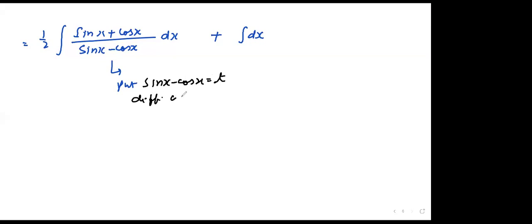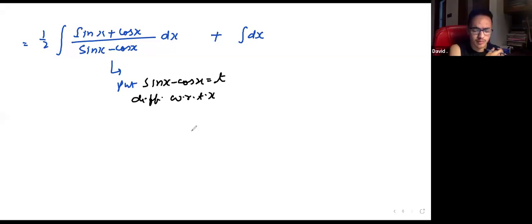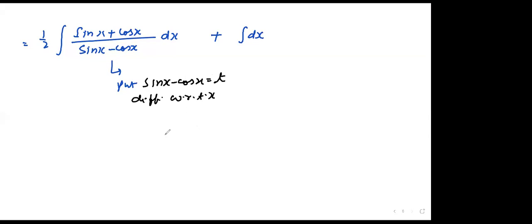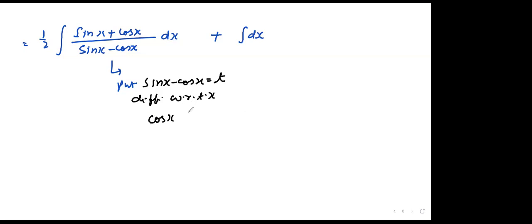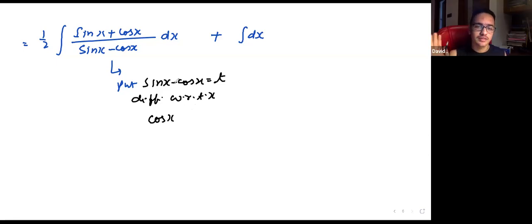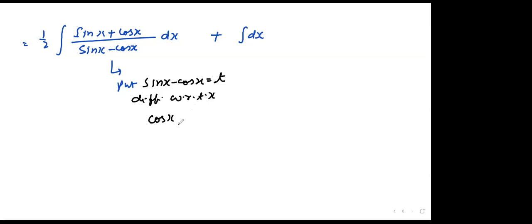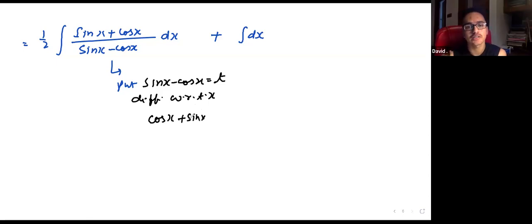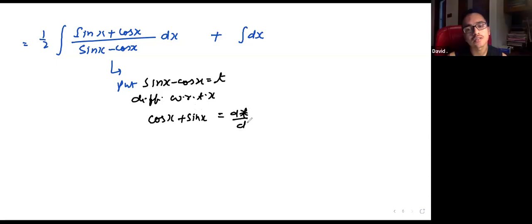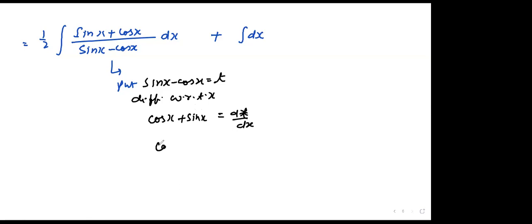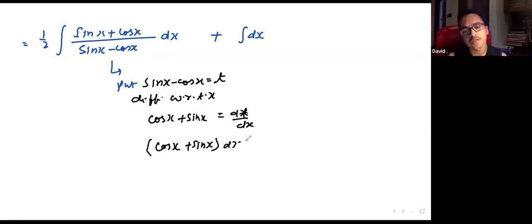Differentiate with respect to x. So the derivative of sine x is what? Cos x. The derivative is cos x, the integration is minus cos x. Yes, the derivative is cos x. And what about the derivative of cos x? Minus sine x. But we have already a minus sign over here. So minus minus is plus. Plus sine x equals dt over dx. So bring dx to this side: cos x plus sine x into dx equals dt.